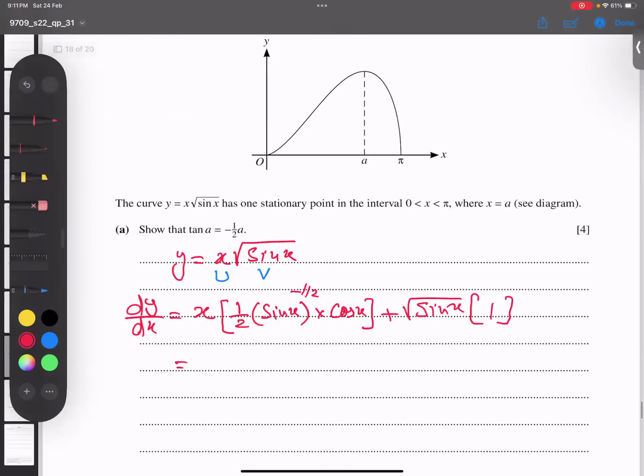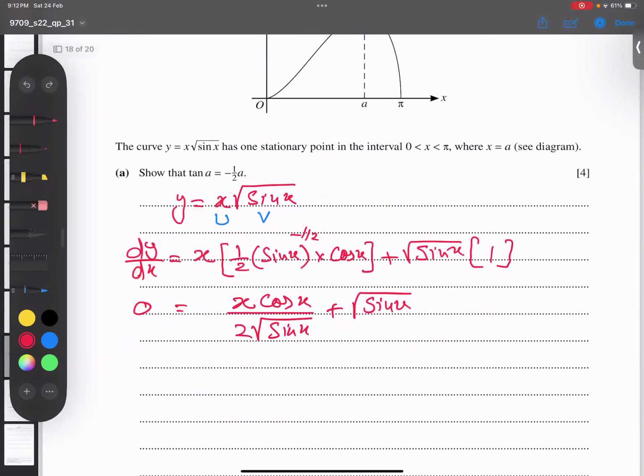Okay. Whenever negative half comes, make it positive by bringing it in the denominator. So x cos x divided by 2 root of sine x, plus root of sine x. And I kept the derivative 0 because it said stationary point. Okay. Now, what is the technique? First of all, I can do it directly, or I can bring this part on the left-hand side. I got negative x cos x by 2 root of sine x equals sine x with root.